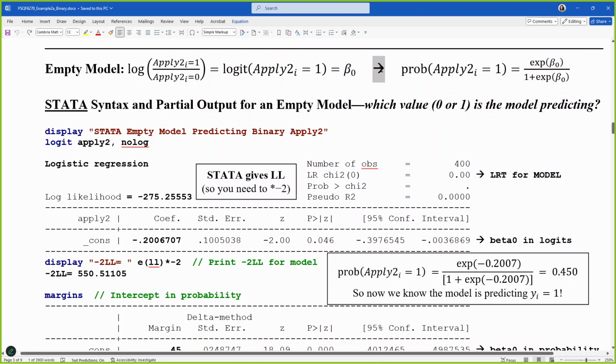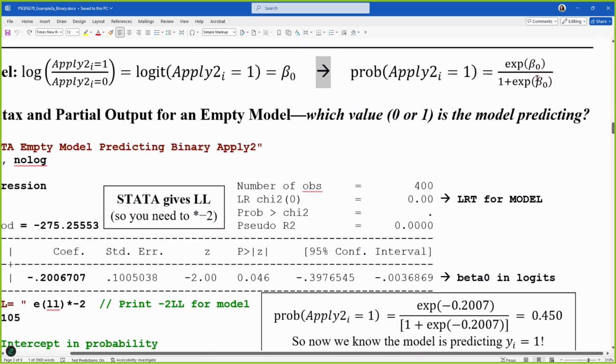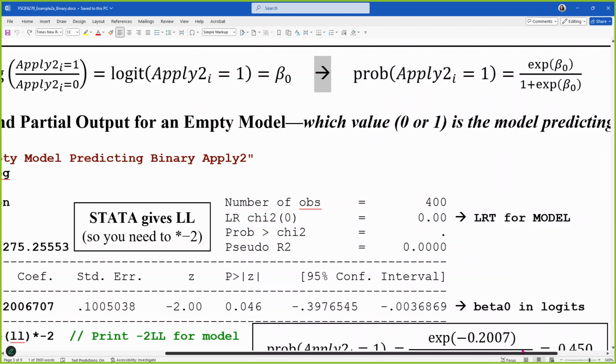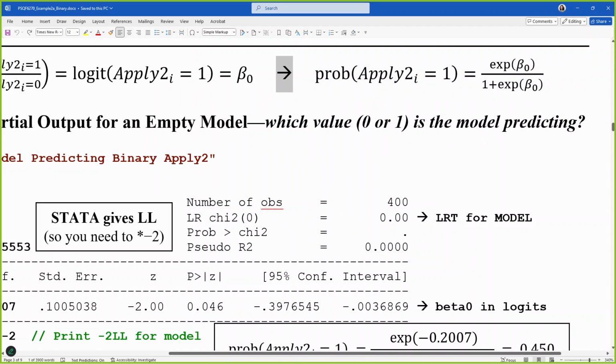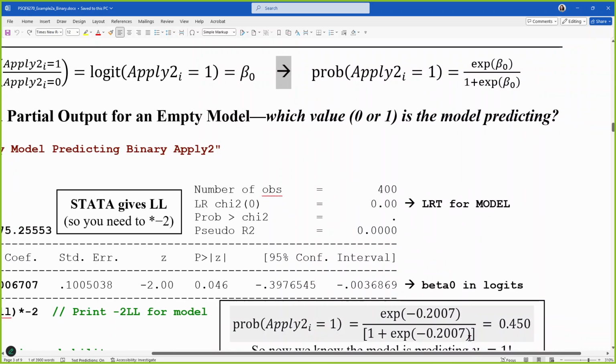That then, if I want to go back to probability, here's my little equation. Commit this to memory. E to the predicted logit over 1 plus e to the predicted logit. That's my inverse link that goes back from logits to probabilities. The good news, you don't have to do any of this math yourself. The computer will do it all.